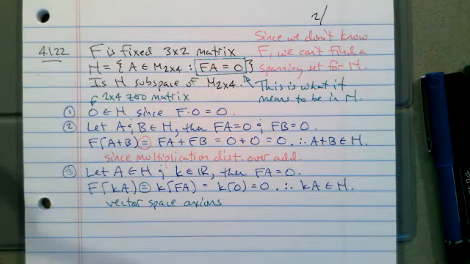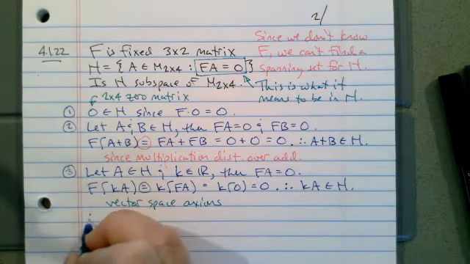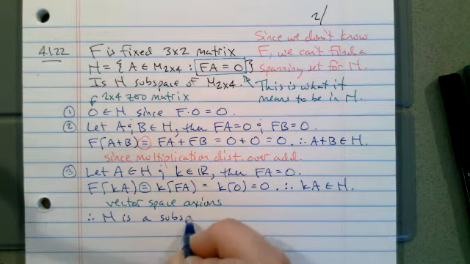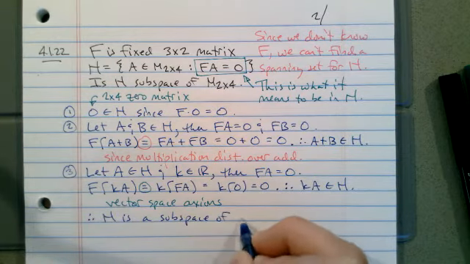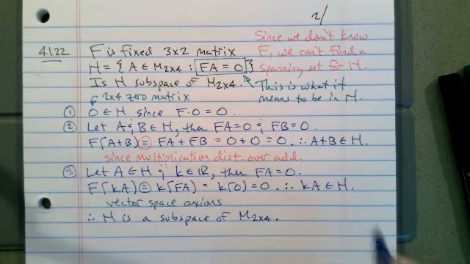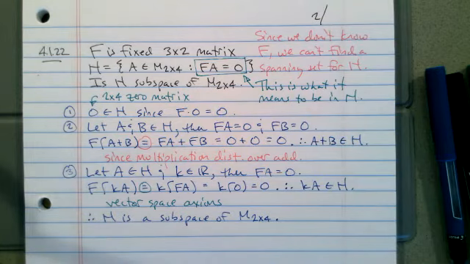And check the vector space axioms for there. Therefore, we can conclude H is a subspace of M2 by 4. Any questions?